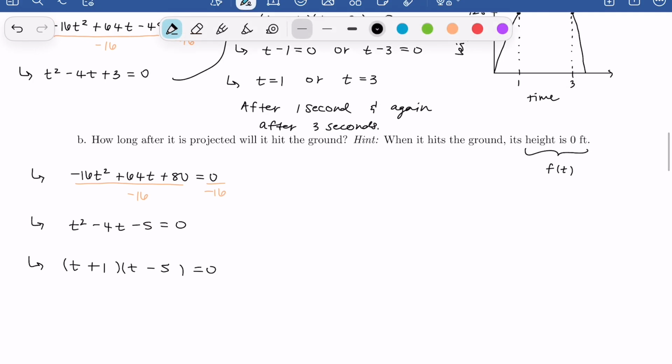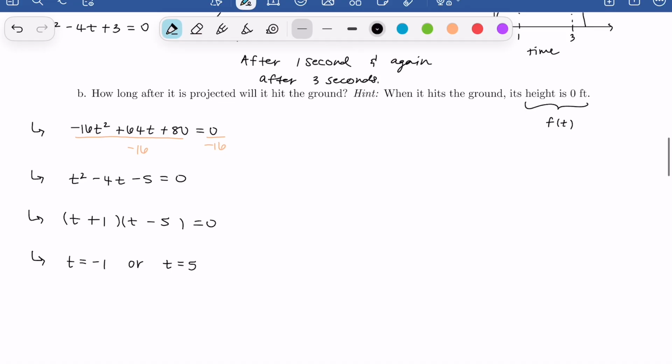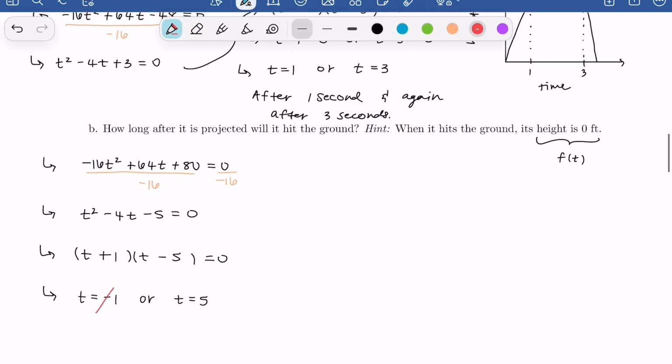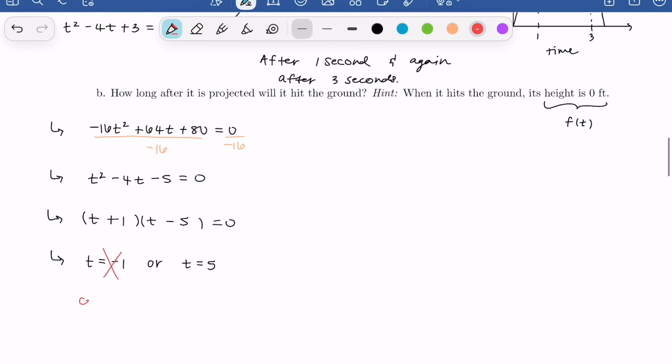Now what we're going to do is use our zero factor property. So this tells us t is going to be equal to -1 or t is going to be equal to +5. Now, something to note about this problem is that we have to think of our solutions in the context of the problem that we're dealing with. We're dealing with t as in seconds, and in this case, we got t is equal to -1. So we would actually disregard this solution because we can't have negative time. That doesn't make sense in the context of this problem. So our only solution would be this guy here.